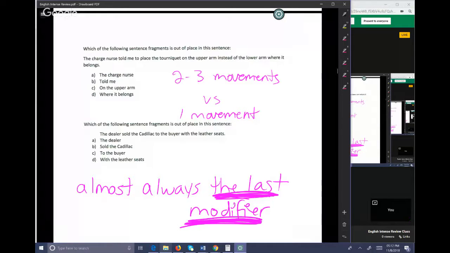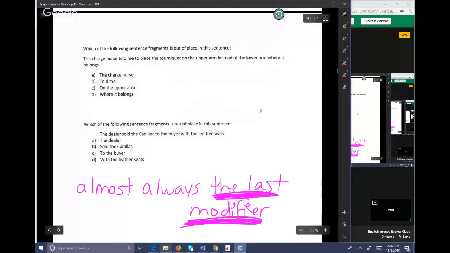So the way that they do these is they'll list out 4 different parts of the sentence. Usually 2 of them are from the part of the sentence that's great, and it'll be kind of obvious that they are not in the wrong place. And then the other 2 are usually from the second part of the sentence where it's starting to fall apart.